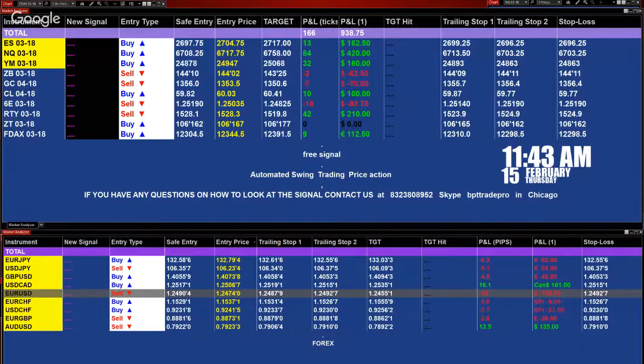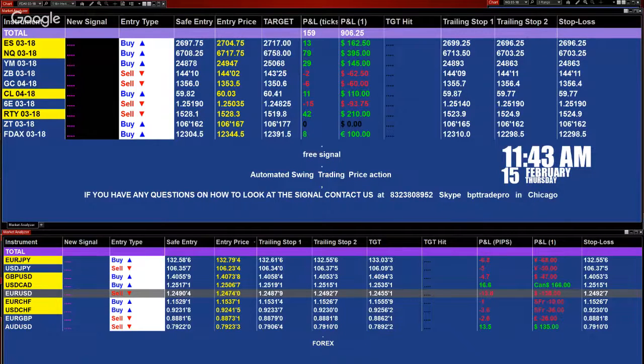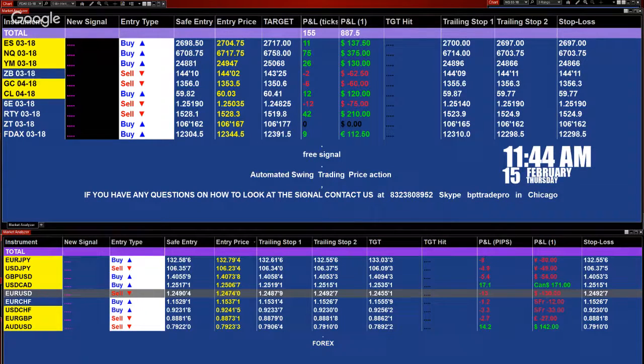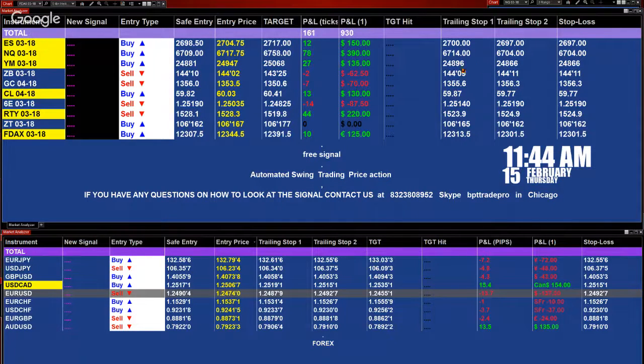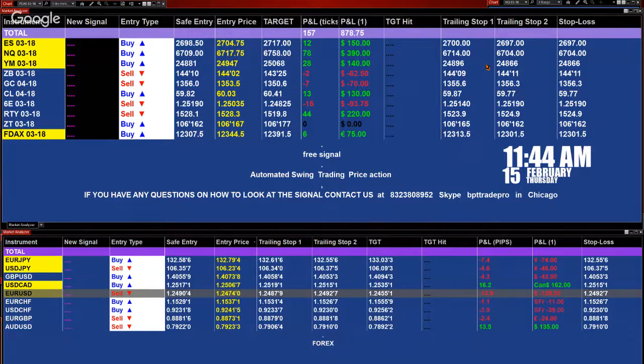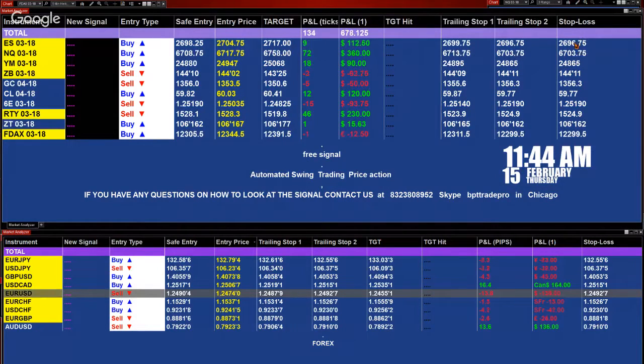I put the ES, NASDAQ, Dow Jones, 30-year Treasury bond, gold, CL, 6E, Russell, the 10 years, and the DAX. I think that will cover everything. And those are based on one lot. You have the safe entry as a re-entry target, and then you have the entry price, the target, the PNL, and then it tells you when the target hit. The trailing stops are fib lines, guys. The trailing stops are fib lines. This is a major support or a major resistance, and then you have the stop loss.